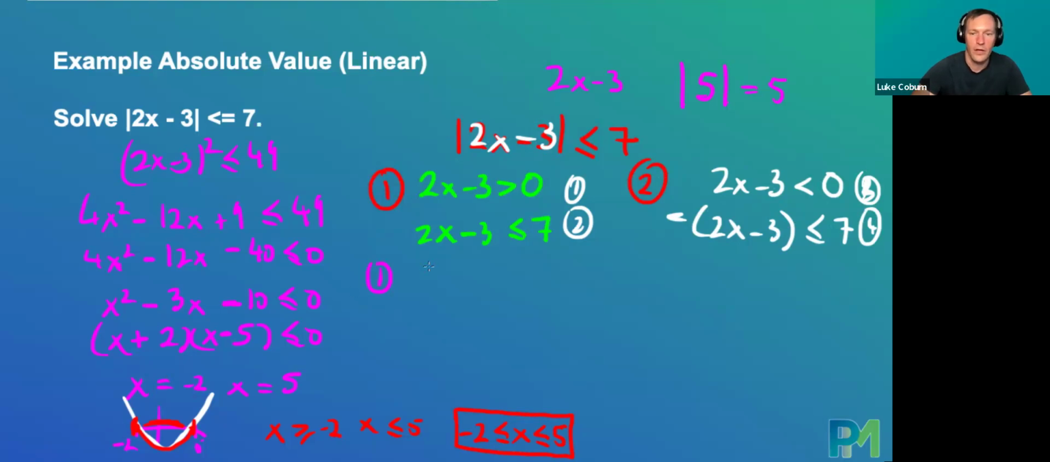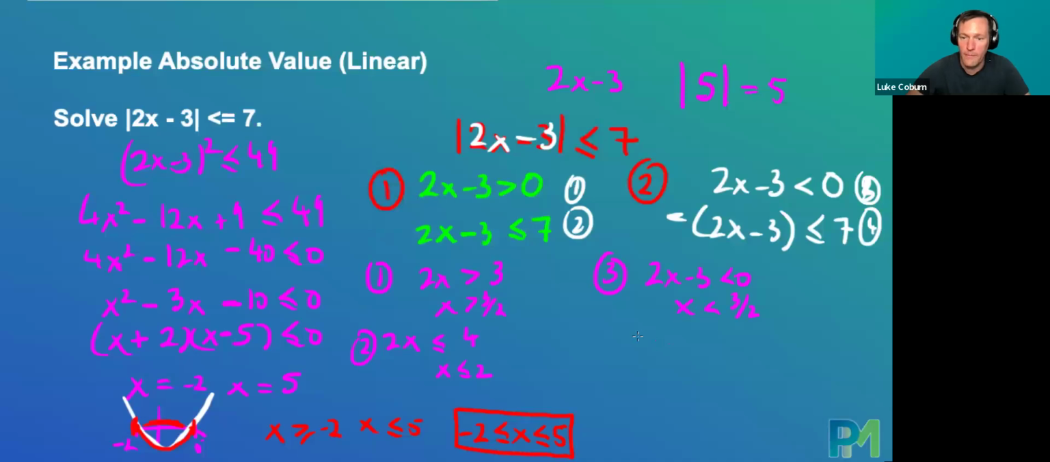Number 1. 2x is greater than 3. X is greater than 3 over 2. The next one. 2x is less than or equal to 4. X is less than or equal to 2. That's the second one. The third one, we have to finish now in a moment. 2x minus 3 is less than 0. 2x is less than 3, and x is less than 3 over 2.